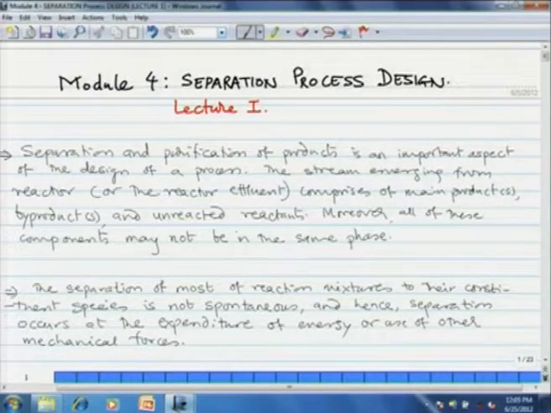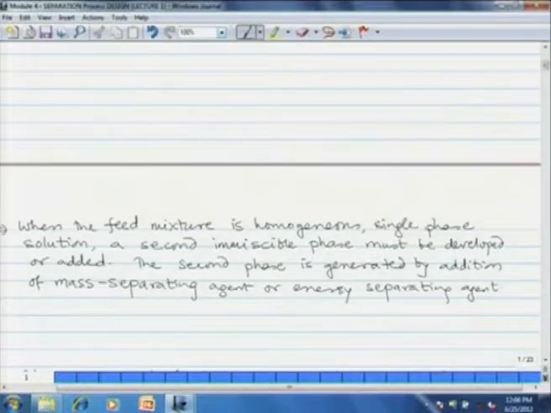Separation and purification of the products is an important aspect of the design of the process. The stream emerging from the reactor comprises the main products that I just said. The separation of most reaction mixtures into their constituent species is not spontaneous, and therefore, the separation occurs at the expenditure of energy or use of other mechanical forces. When the feed mixture is homogeneous or a single phase solution, then a second immiscible phase has to be developed or added, and the second phase is generated by either addition of a mass separating agent or energy separating agent.